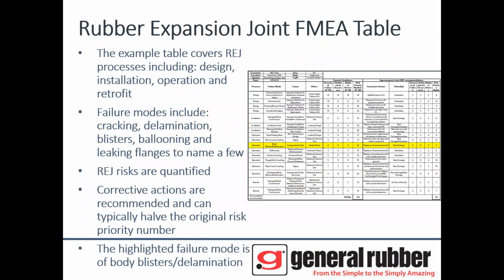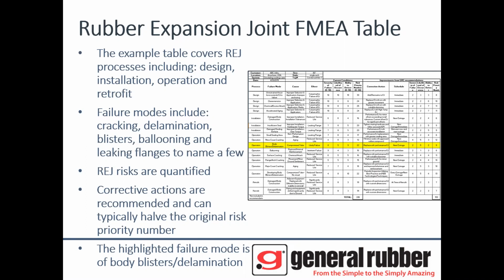So what we did is we put together a rubber expansion joint FMEA table. The example table covers rubber expansion joints from all levels of process, including design, installation, operation, and retrofit. Failure modes include cracking, delaminations, blisters, ballooning, and leaking flanges, to name a few, and the rubber expansion joint risks are quantified. Corrective actions are recommended and can typically halve the original risk priority number.